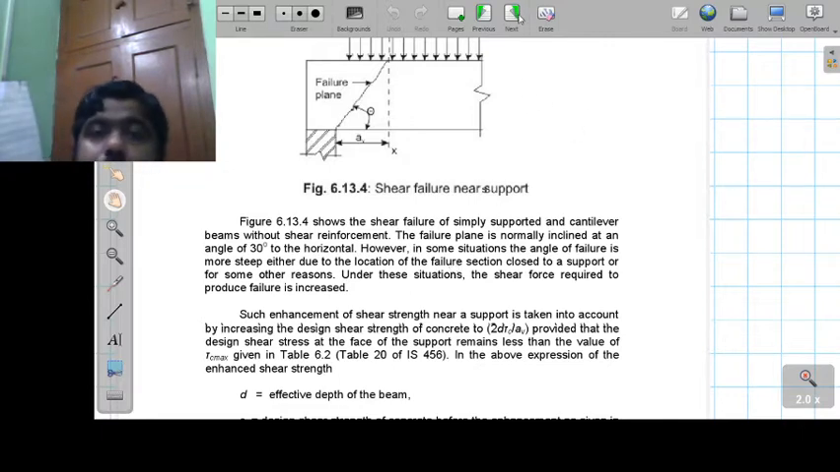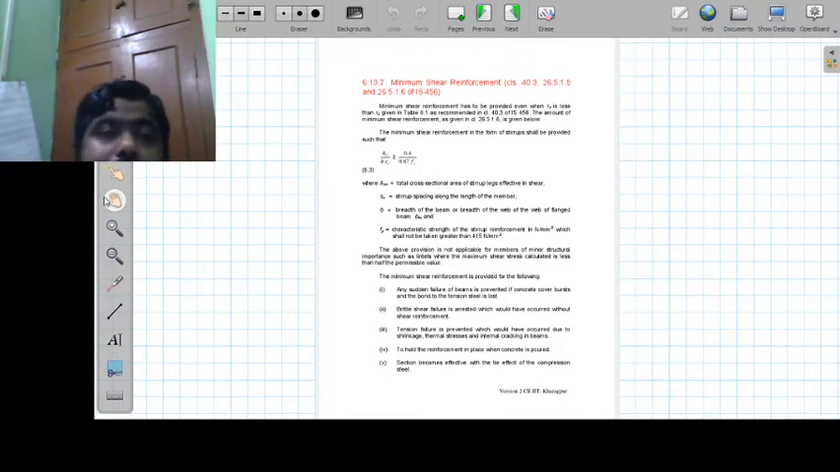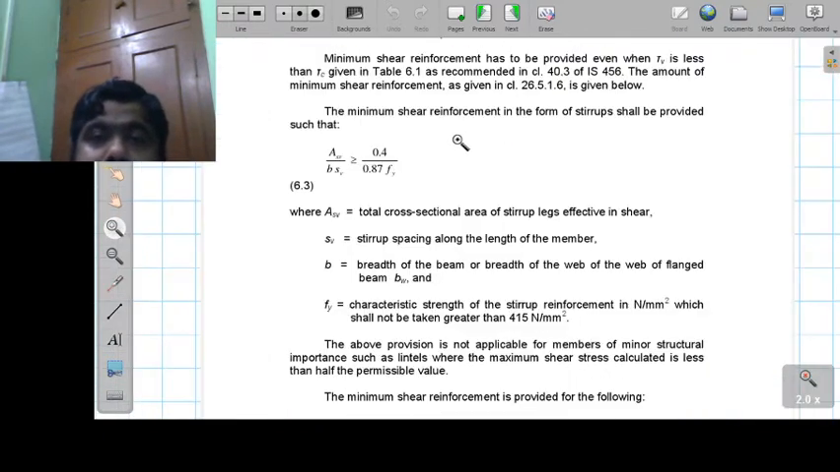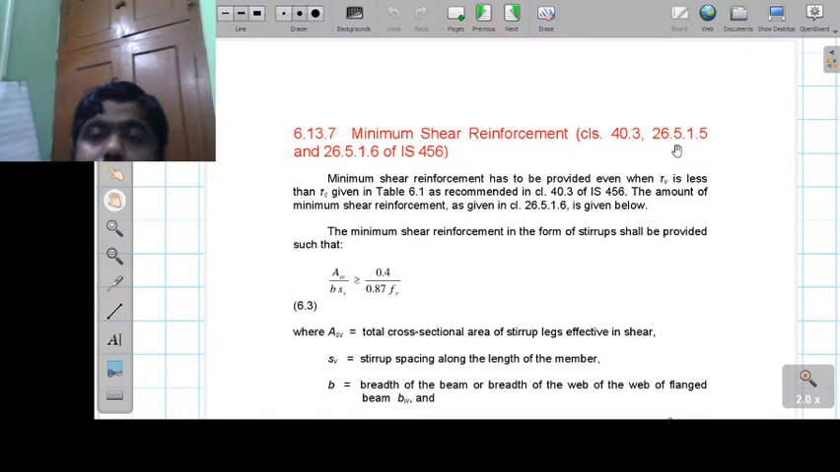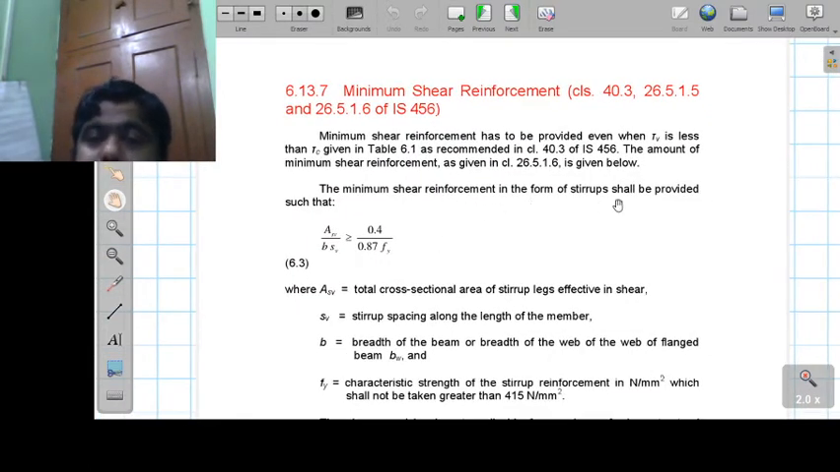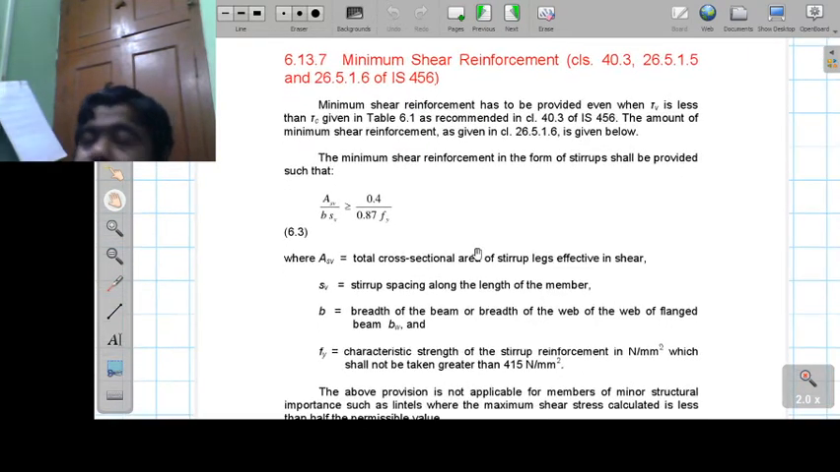Okay, next we will see what is the minimum shear reinforcement required for a particular section. The minimum shear reinforcement, if you refer to the code book, is given in clause number 26.5.1.5 and 26.5.1.6. Okay, it is saying that the minimum shear reinforcement in the form of stirrups shall be provided in such a way that Asv by b sv should be greater than or equal to 0.4 divided by 0.87 fy. What is the meaning of the symbols? This fy is the yield stress or characteristic strength of the reinforcement that we know. Yield stress of steel, generally we use 415. b is the breadth of the beam.